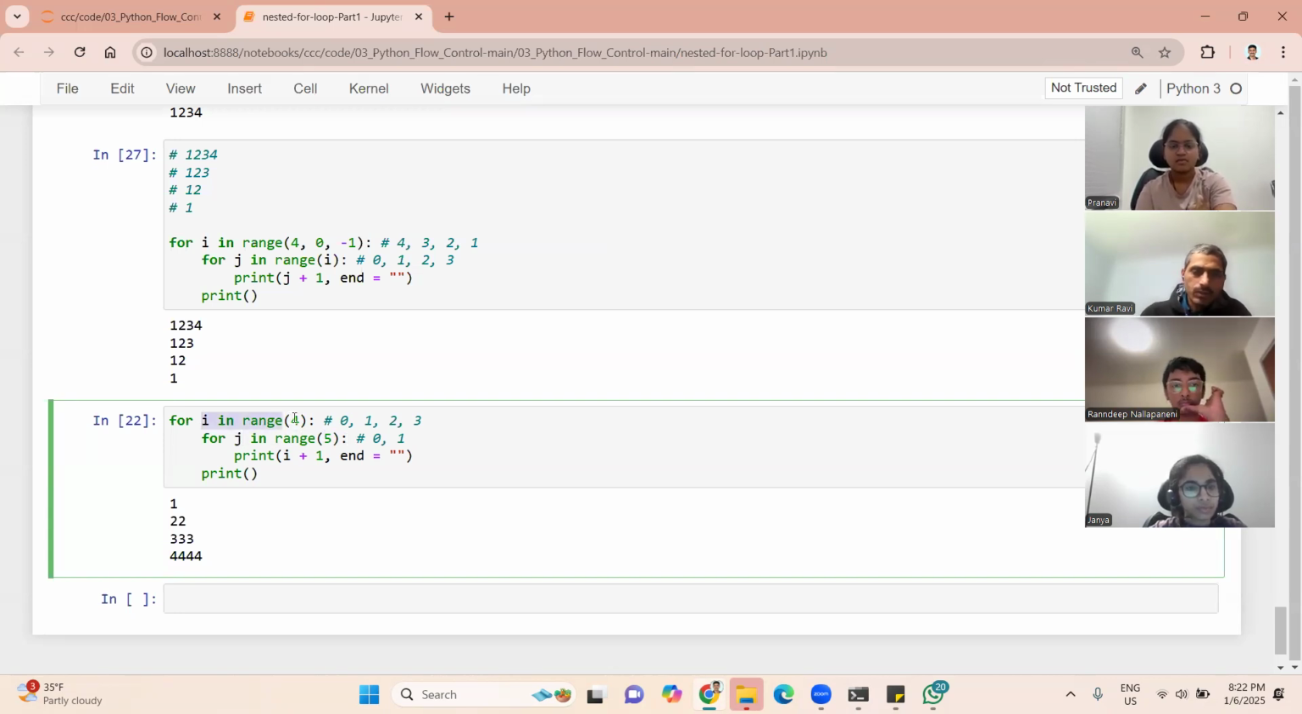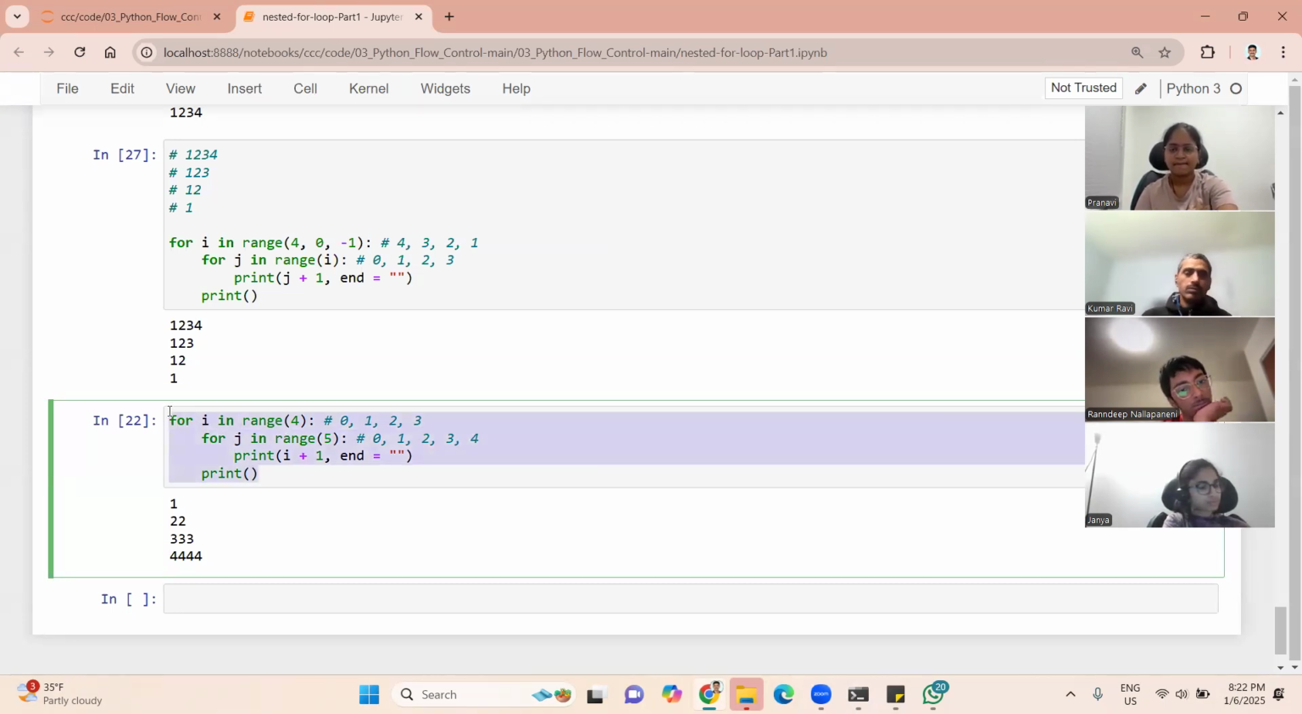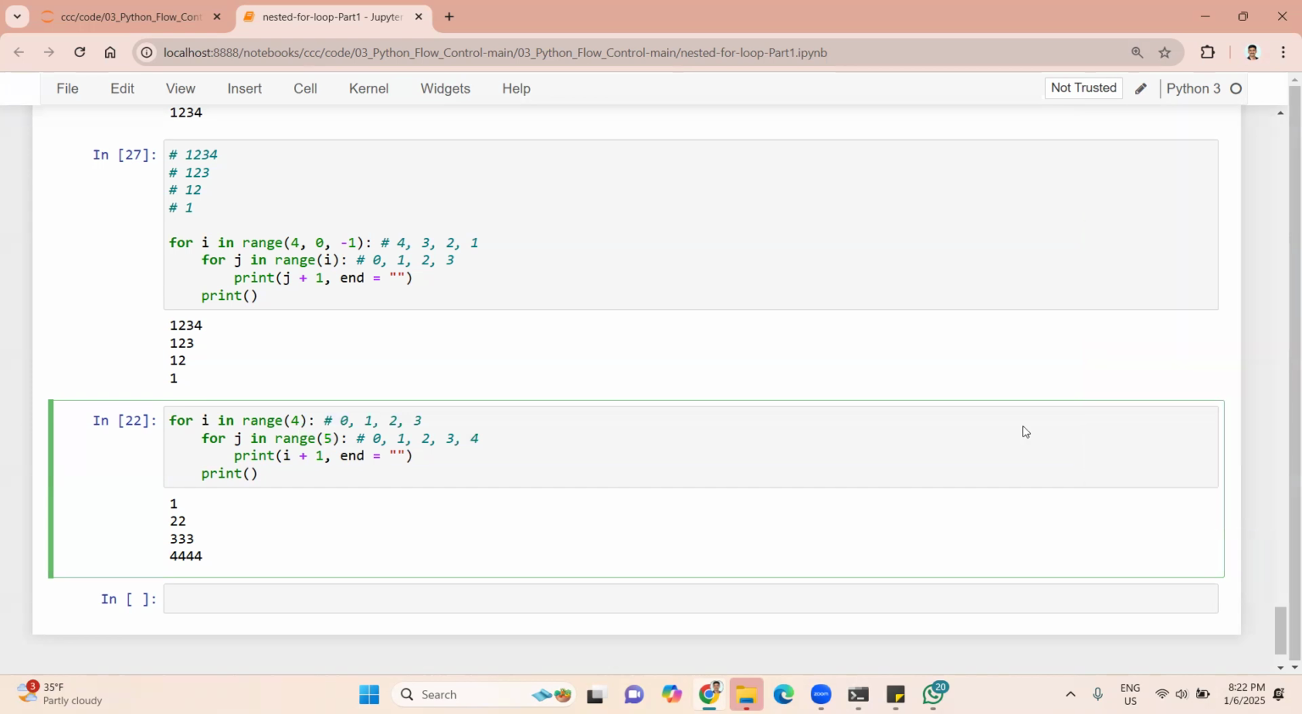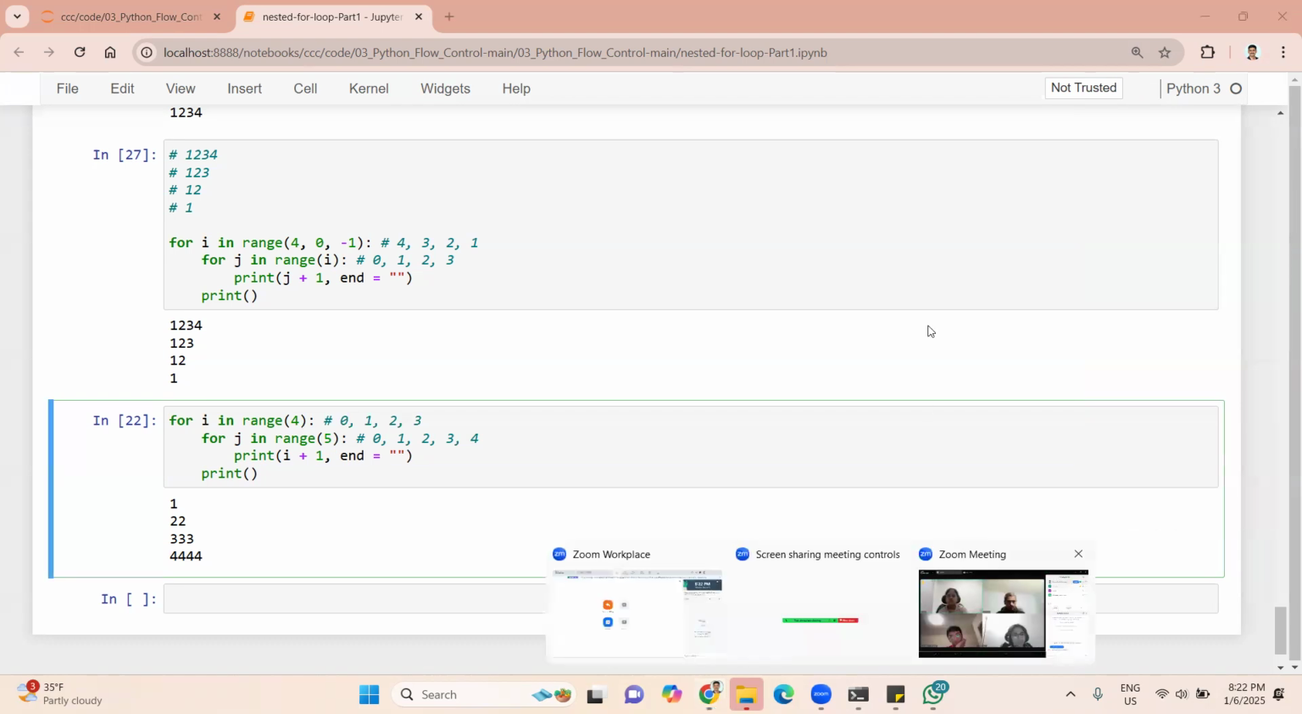I is going 0 to 3 because it is 4. And now I have J, means it will go up to 3 and 4. Can you tell me what would be the output of this code? Yeah, Pranavi, you can type the output in the chat. Sure, sir.